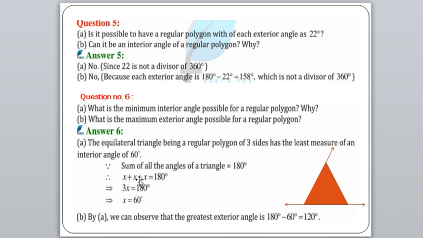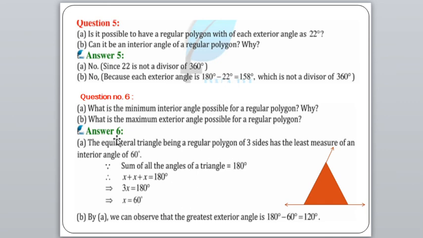Then x plus x plus x is 3x, so 3x equals 180 degrees. Therefore x equals 180 degrees divided by 3, as 3 and x are in the form of multiplication, so we transfer the 3 to the other side in the form of division. 180 divided by 3 is 60. Therefore we got x equals 60 degrees. So as we have written already, the equilateral triangle, being a regular polygon of 3 sides, has the least interior angle of 60 degrees. So the minimum interior angle possible for a regular polygon is 60 degrees, and the reason is also given.